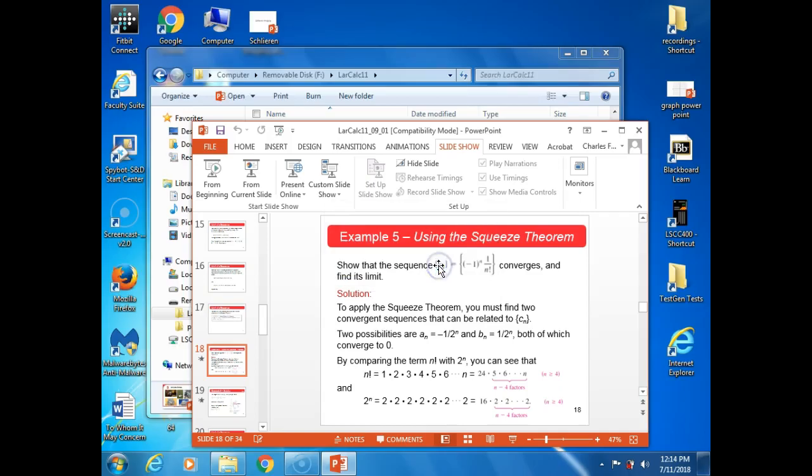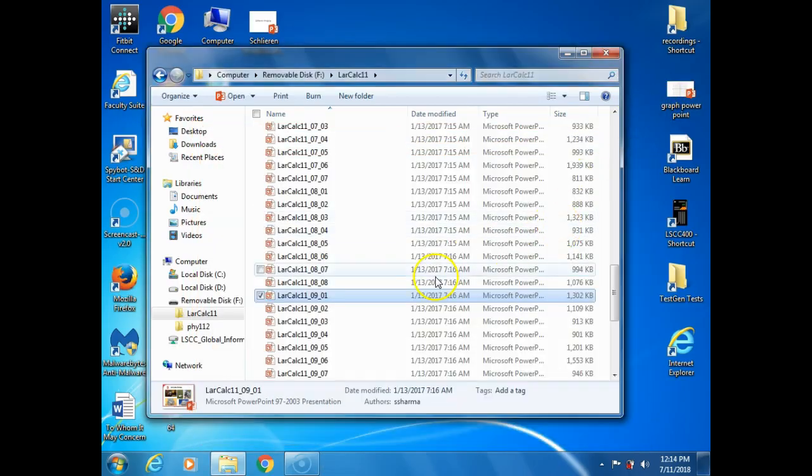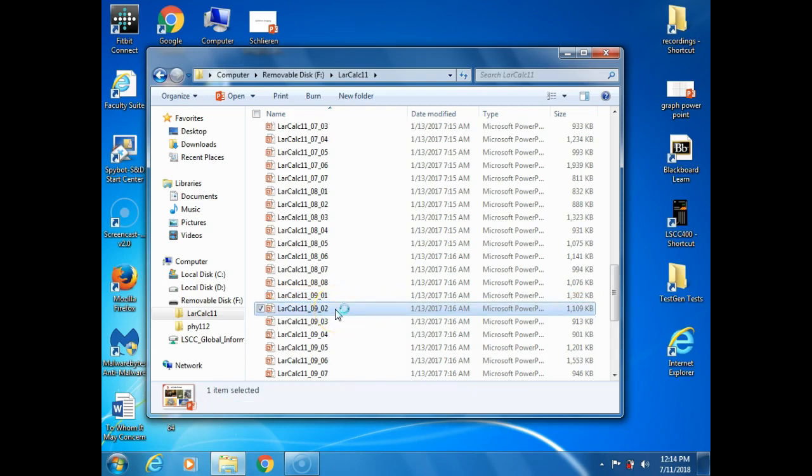Any questions on 9.1? And let's move on to 9.2. And again, these are the only two sections we're going to cover in Chapter 9.